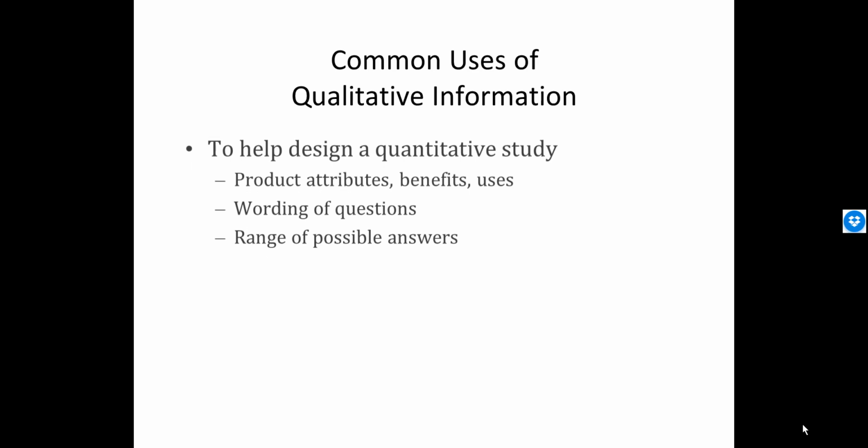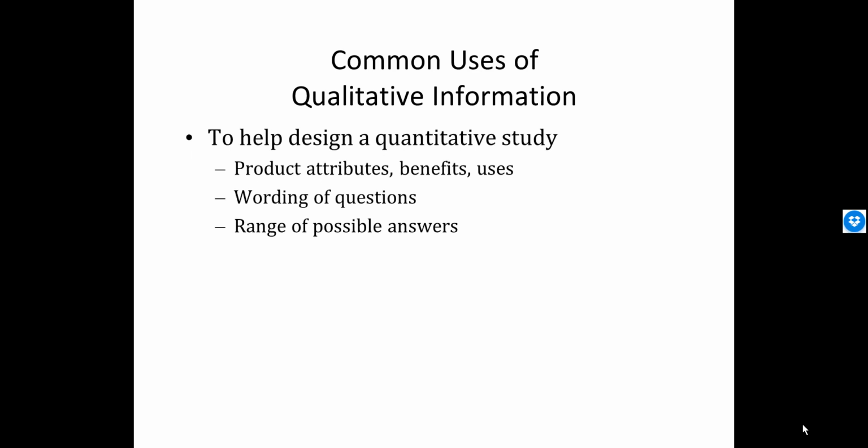Well, one of the most common uses is to help design a quantitative study. So when you are conducting a quantitative study, such as a survey, you need to have very clearly defined product attributes. You need to know what the product benefits are. You need to know how people use the product, and so on. And all this can come from qualitative research that you conduct before designing the survey.